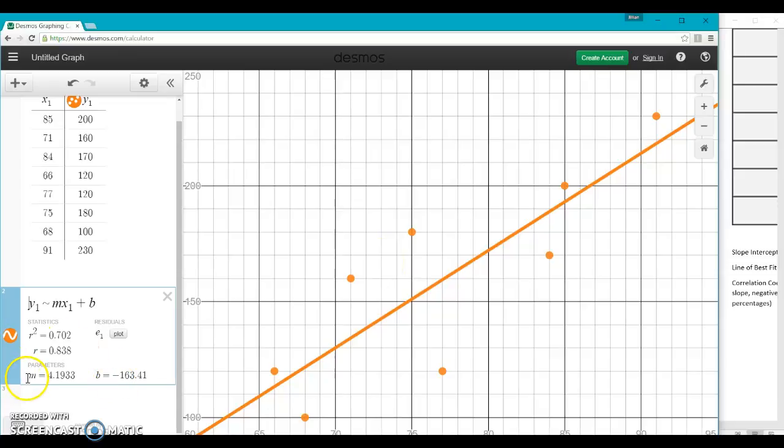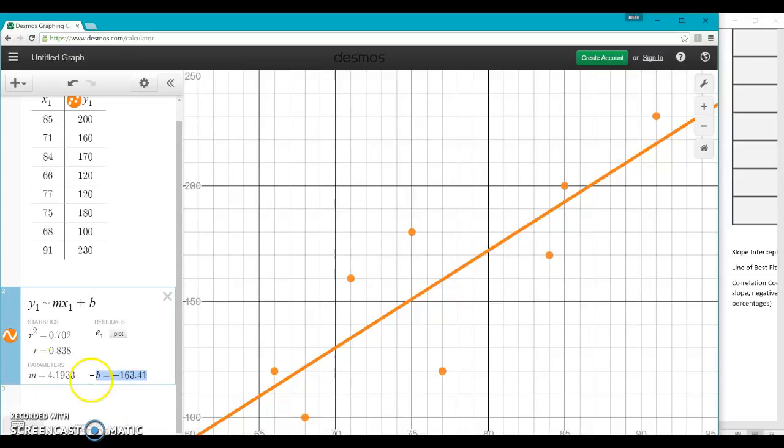They tell you what m is. That would be the slope of the line. 4.1933 is the slope of that line of best fit. And this is our y-intercept, negative 163.41. If I asked you to write the equation of the line of best fit, or the regression line, it would be y equals 4.1933x minus 163.41. And that would be the actual equation of the line of best fit.